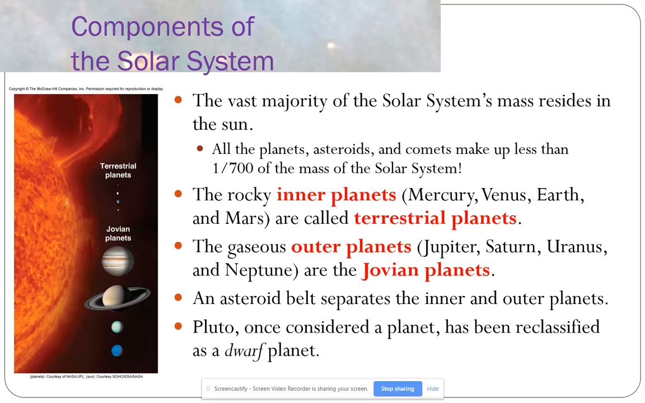The asteroids are little rocks out there. The asteroids are not exclusively in the asteroid belt. The asteroid belt is between Jupiter and Mars. But there are some asteroids that we call Trojan asteroids. You guys know the story of the Trojan horse.